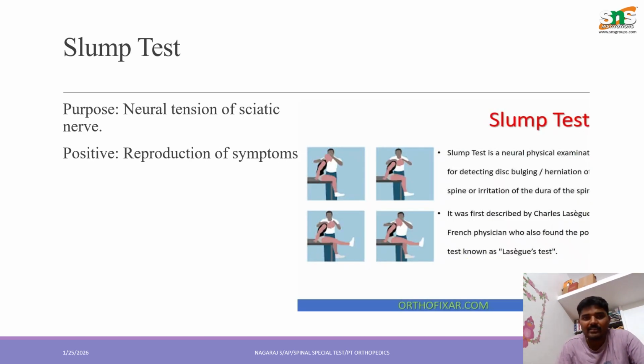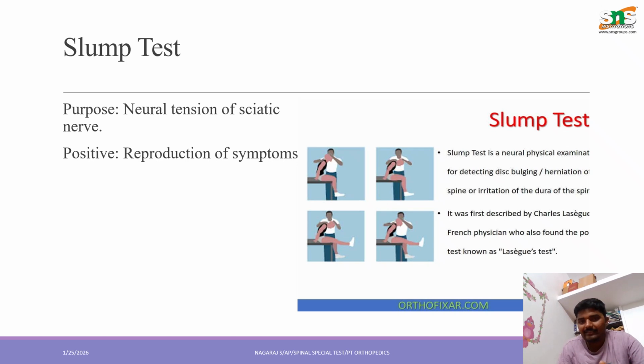Then the slump test. The purpose of the slump test is neural tension of the sciatic nerve, positive on reproduction of the symptoms. There is a slump test in this diagrammatic representation. The slump test is a neurological physical examination for disc bulge or herniation of the spine. It was first described by Charles Lasègue, a French physician.